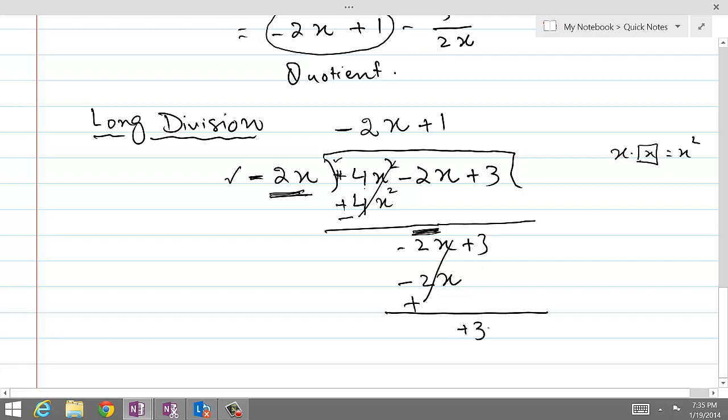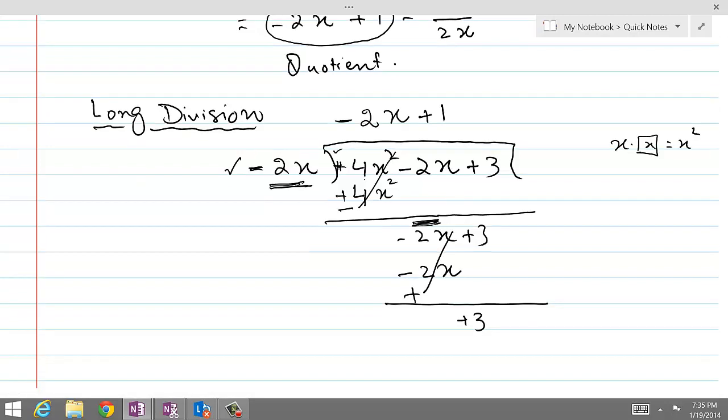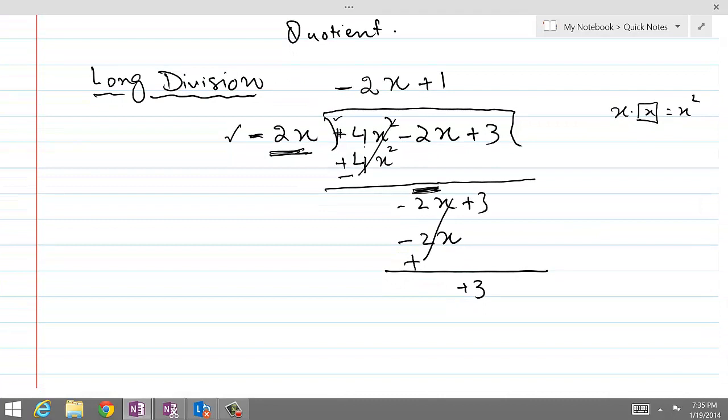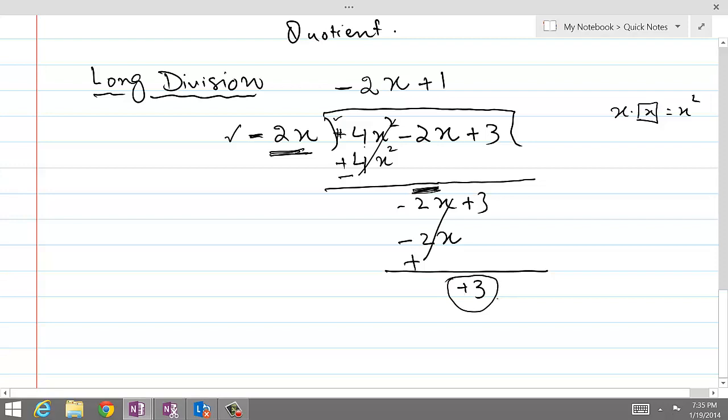And now you can see the degree of this plus 3 is less than degree of the divisor, which is minus 2x. And we can leave this at this stage, and we are going to notice few things here. This number which has a degree less than the divisor, this is called remainder. And this part is called quotient.